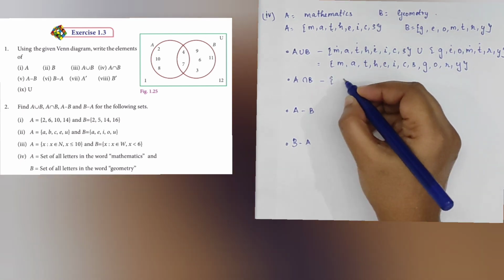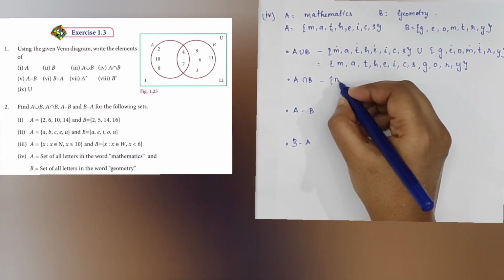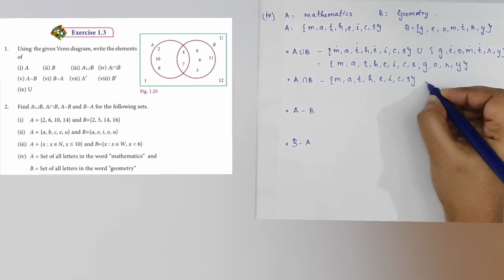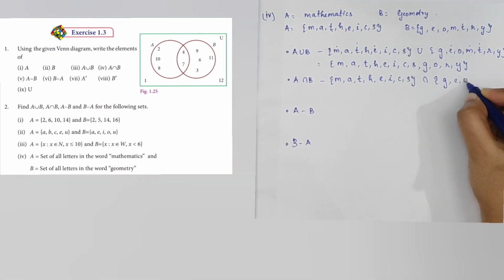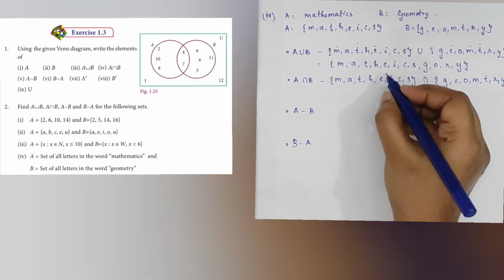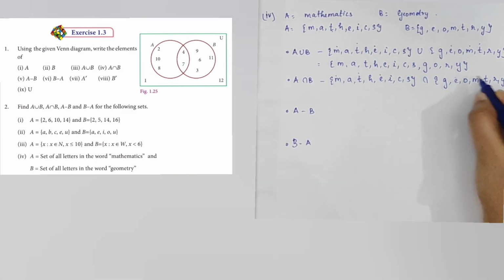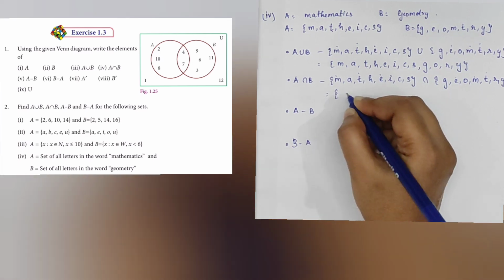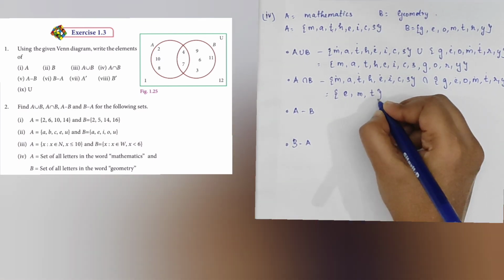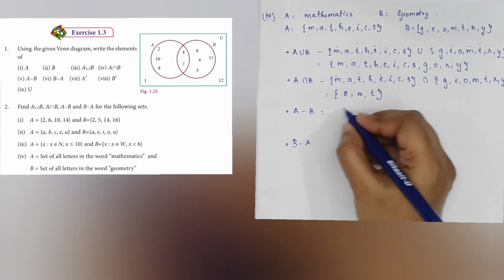Now for A intersection B, you're going to write only the common elements of set A and B. Okay. So first of all, list out the sets A and B. So M, A, T, H, E, I, C, S intersection G, E, O, M, T, R, Y. So list out the common elements, that is E, M, T. It is common to both the sets, isn't it? So list out only the common elements. E, M, T.